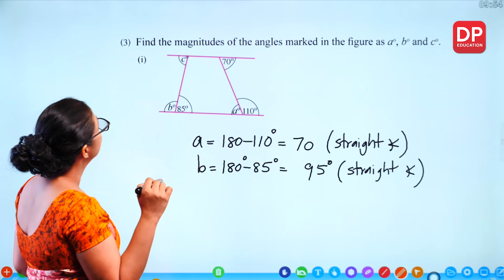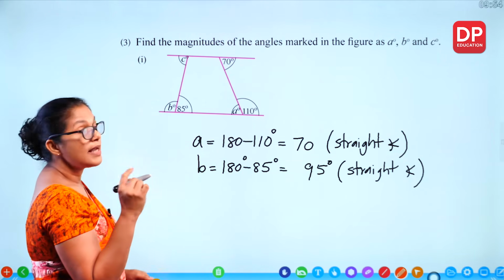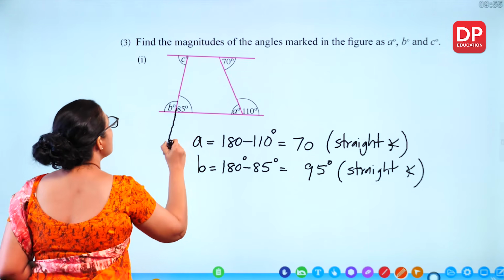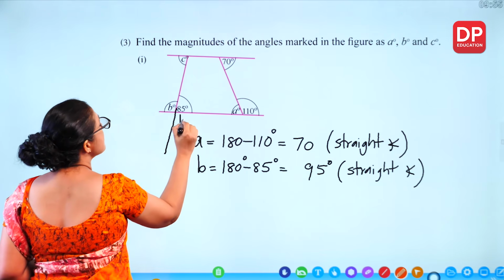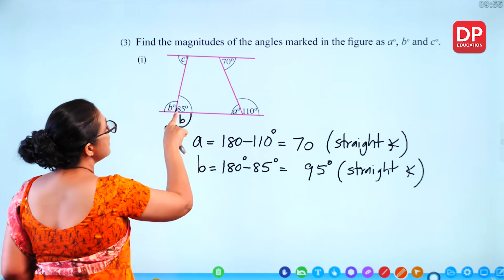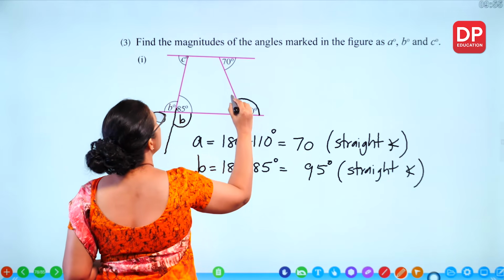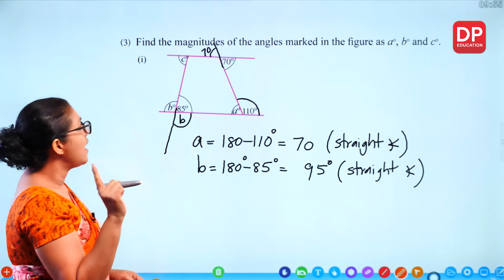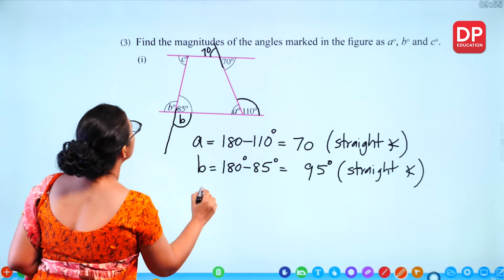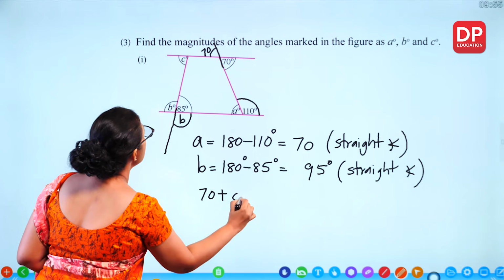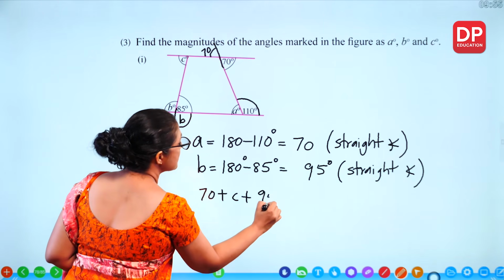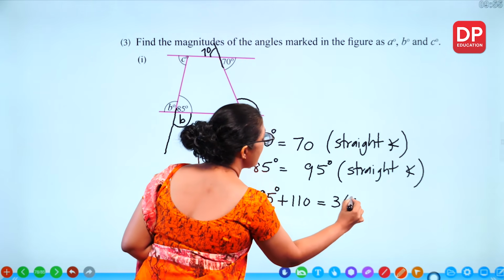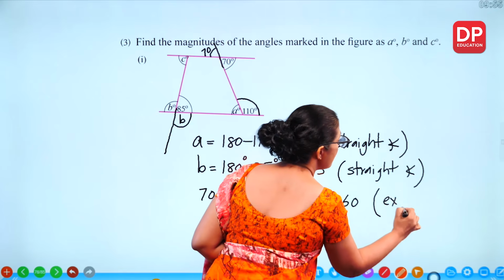Now what's C? We need to check the exterior angles. When you extend this one, you get here. See, when you extend this line, this angle, that's B angle, is the exterior angle. Here 110, and when you extend this one, this is 70. Those are the exterior angles. So we can add 70 plus C plus B value, that's 95, plus 110. That's equal to 360 because of exterior angles.